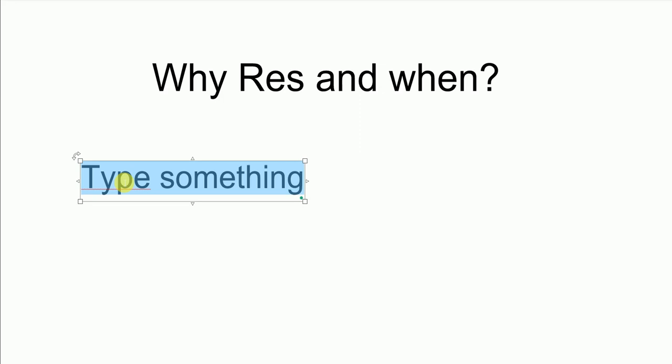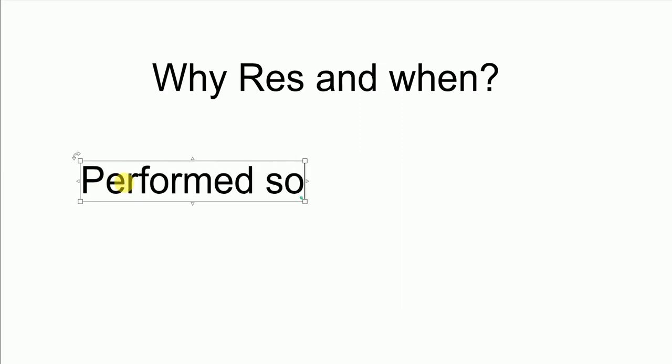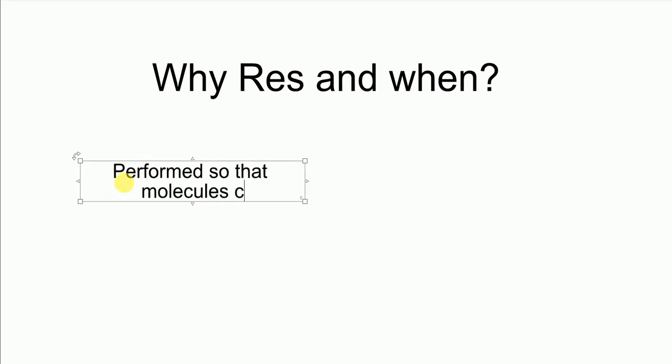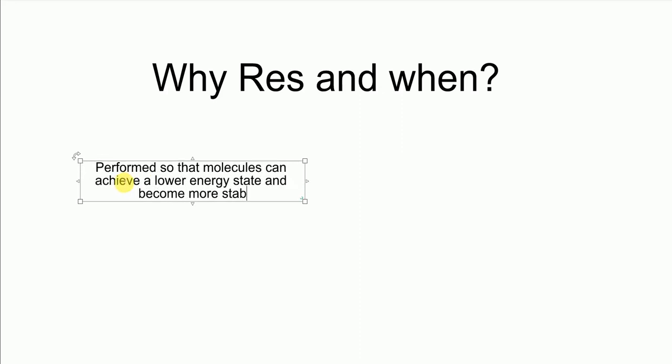Okay, so why do molecules perform resonance? Resonance is performed or occurs so that molecules can achieve a lower energy state, okay, and become more stable. The lower energy and more stable are synonymous, right? And this is done by creating a hybrid structure that combines all the resonance forms, okay?